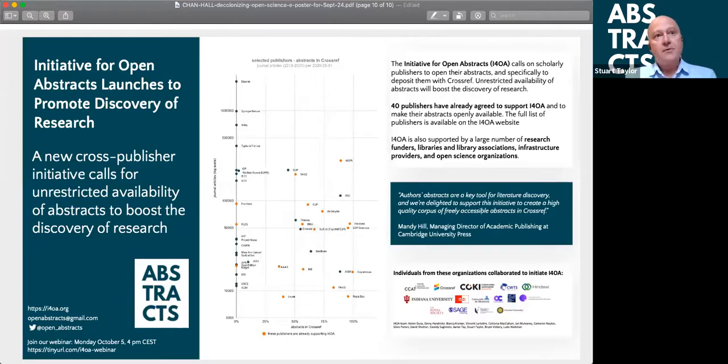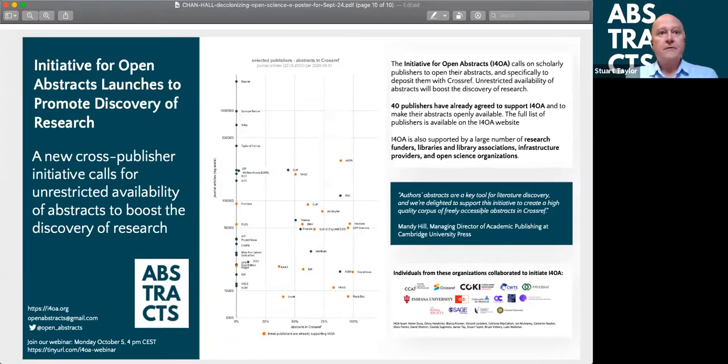On the other hand, if you don't currently deposit your abstracts as part of your metadata, please consider doing so and joining us. You're probably already depositing your basic metadata to Crossref in any case: author, title, journal, volume, keywords, etc. All you need to do is add the abstracts and they'll be open by default. Even if you haven't gotten around to doing this yet, you can still join I4OA. All you need is the intention.